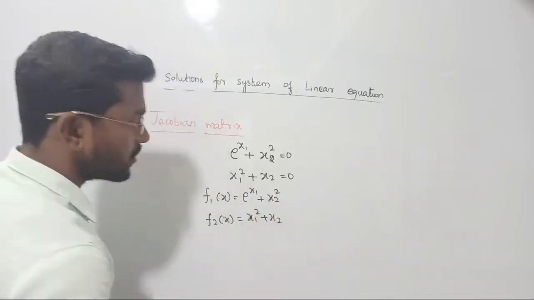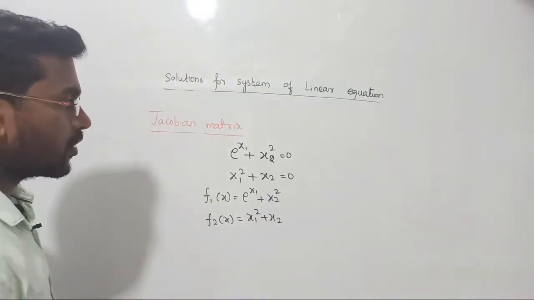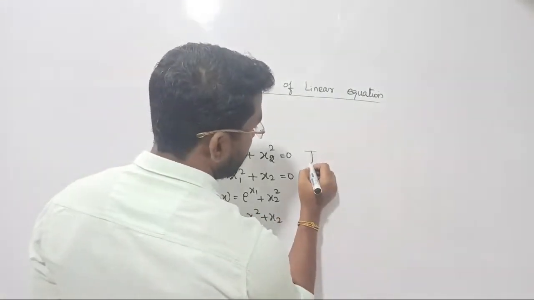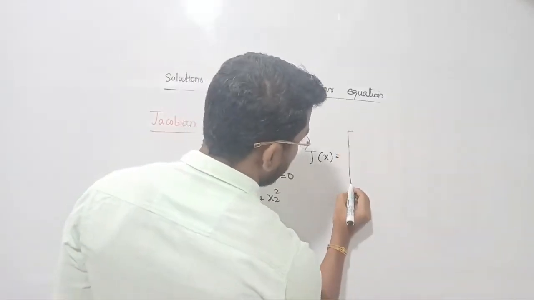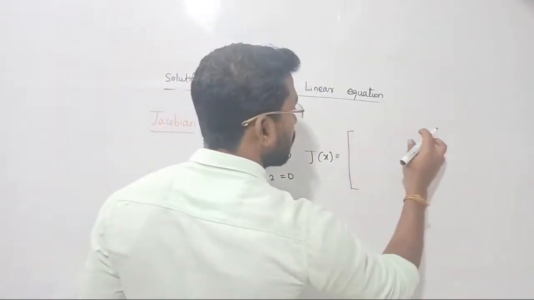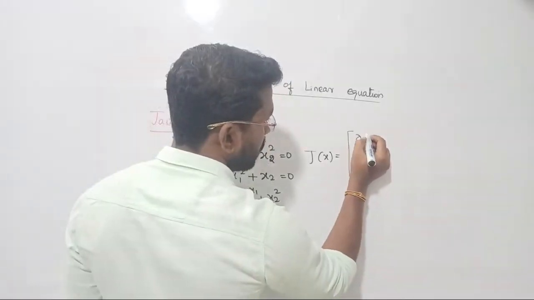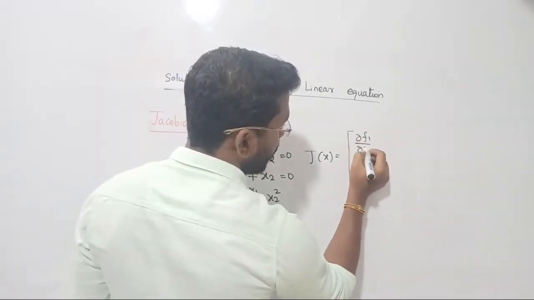Take these two functions. Clear? Now your target is the Jacobian matrix. Let me write the Jacobian matrix J of x. The Jacobian matrix can generally be written as follows. In the first row we are considering just dou f1 by dou x1.